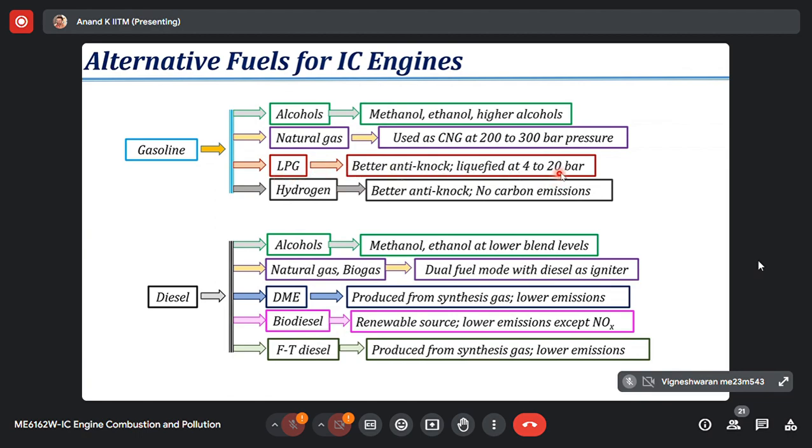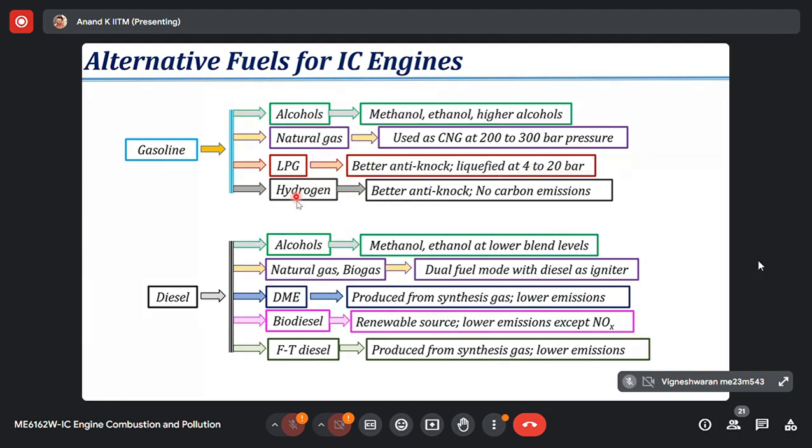Once the pressure is released and it reaches ambient pressure, it will be in the gas phase. At normal ambient conditions, it is in the gas phase. Once you compress it to this pressure level, it will be in the liquid phase. So it's easy to store in the liquid phase, and it increases the volumetric energy content.